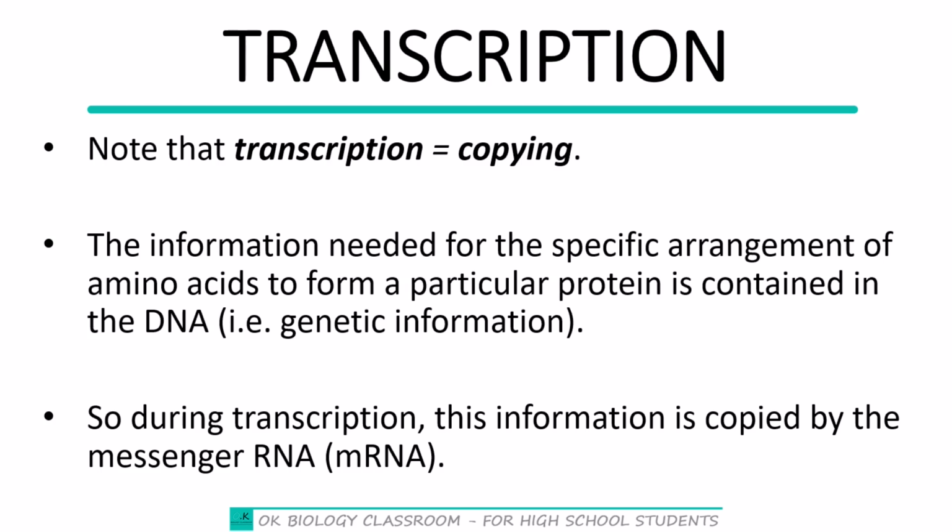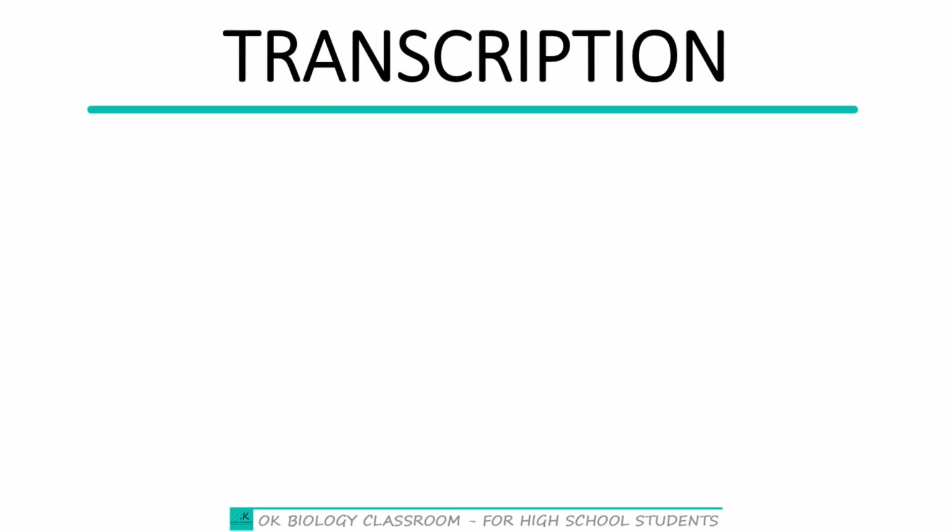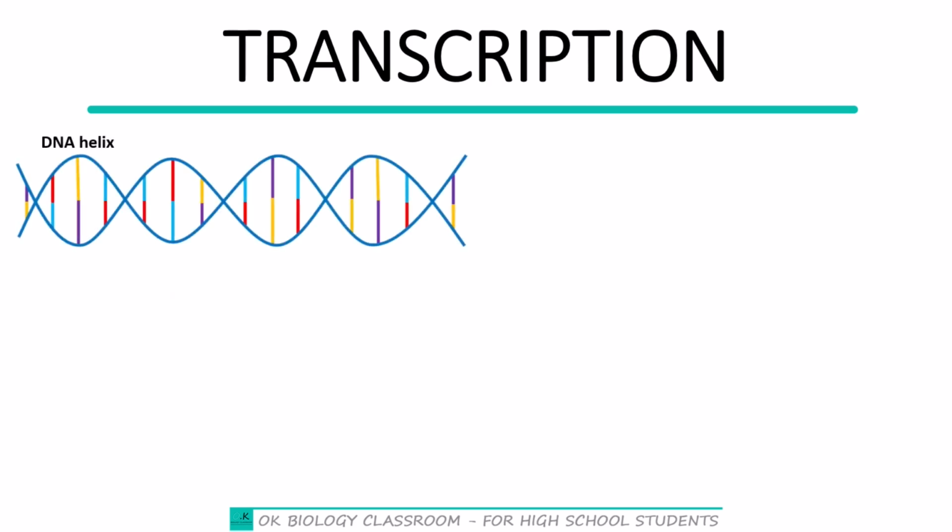So let us look at how it is in illustration. We know that the DNA is a helical structure. The information needed to make any protein is not found on the entire DNA molecule. It is just on a portion of it. So it is needed that that particular portion which contains the information should be unzipped. So when it is unzipped and exposed, then the mRNA can be formed against it and copy the information needed to make this particular protein.